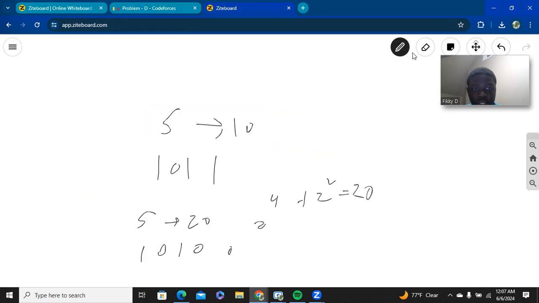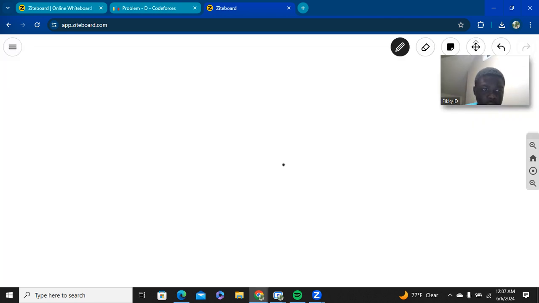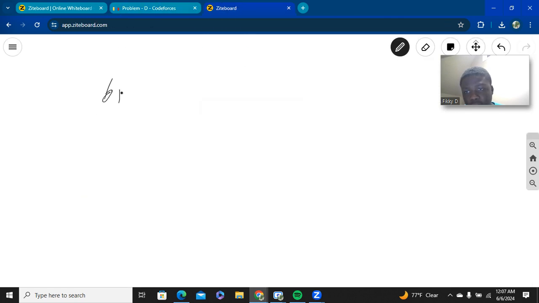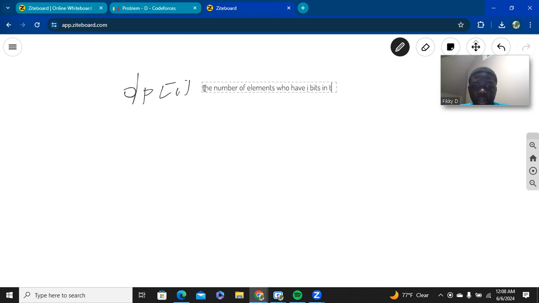So the way that you actually code this is that the problem is hella reduced now. It's a really basic dp. Let dp of i represent the number of elements that have i bits in their binary representation, with the assumption that we've already calculated 0 to i minus 1.